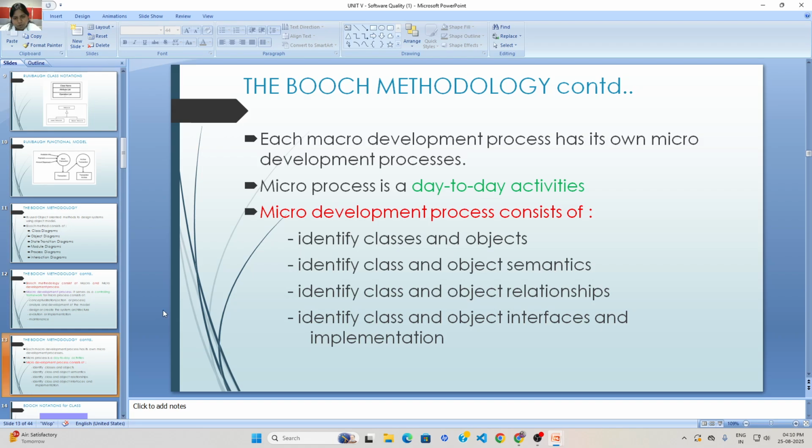The micro development process is the day-to-day activities. It has a process which consists of: first, identify the classes and objects; second, identify the semantics of classes and objects; next, identify the relationships of objects; and the last one is to identify the interfaces and implementation of classes and objects.